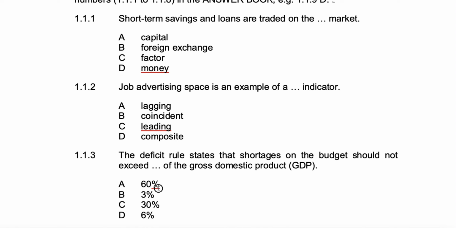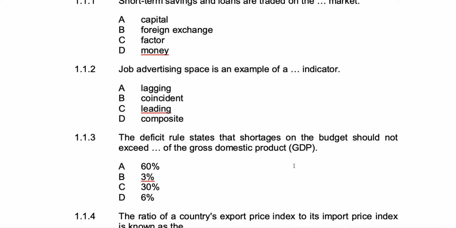Oh my God, now I'm underlining this. Okay, good. It's gone. The person that says 60% is confusing this for what I just explained, as in your national debt must not be more than 60% of your country's GDP. But when it comes to this particular question, it's talking about the budget deficit.